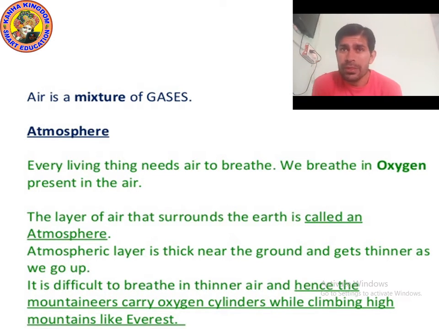And the atmospheric layer is thick near the ground and gets thinner as we go up. Remember this point, kids.